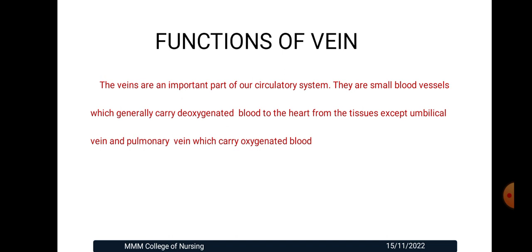Coming to functions of vein. The veins are an important part of our circulatory system. There are small blood vessels which generally carry deoxygenated blood to the heart from the tissues, except umbilical vein and pulmonary vein which carry oxygenated blood.